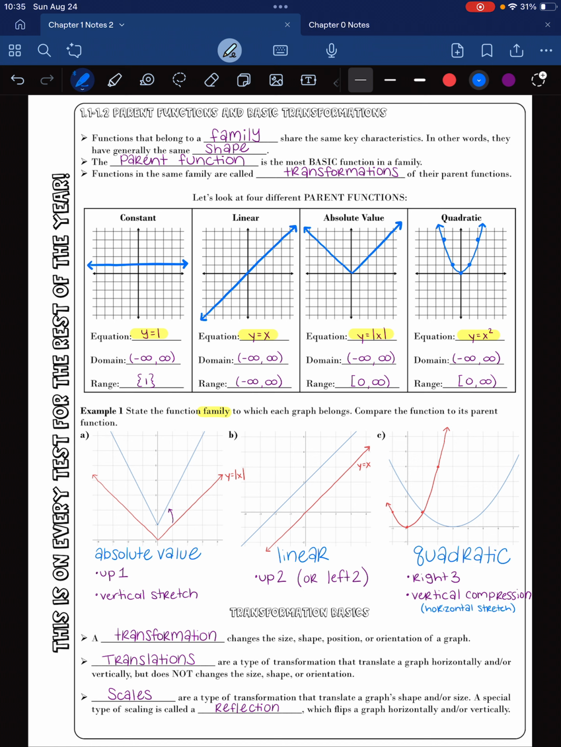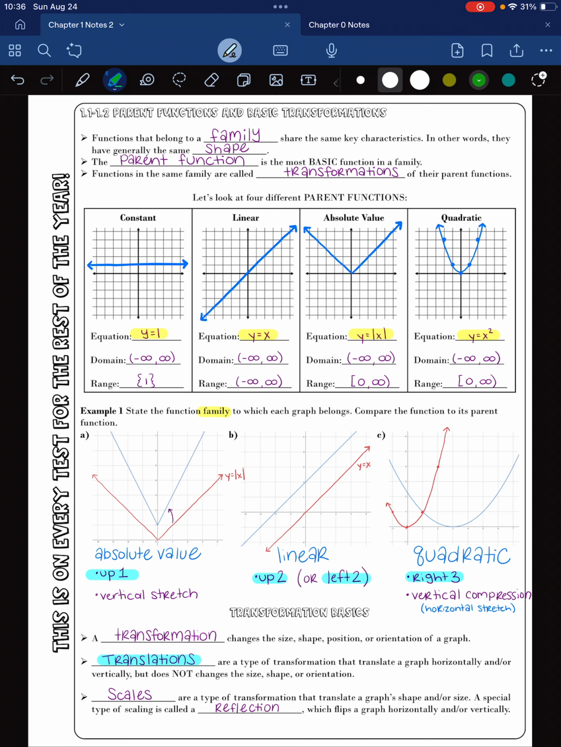Okay, translations are the ones that don't change the size of the graph, it just shifts the graph around. So I'm going to go ahead and highlight in blue all of my translations from example 1. So up 1 would be a translation, up 2 or left 2, because again, that's not what's changing the size, it's just changing the position of the function.